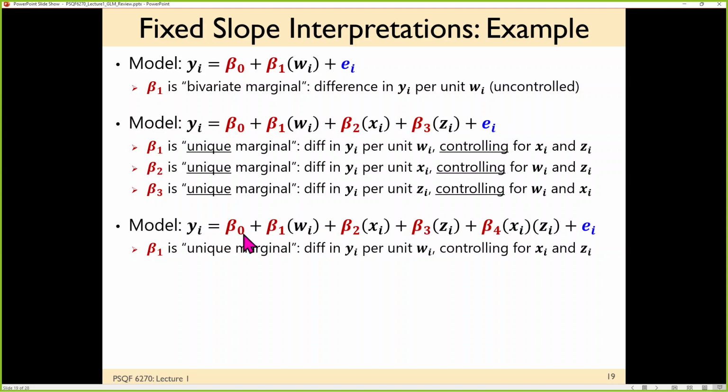Now, is the answer for what beta 0 is going to be necessarily the same? No, because this is a different model. This is a different prediction mechanism. So beta 0 may change in value, but it has the same interpretation. Likewise, beta 1 may change in value, but it has the same interpretation. It still is after controlling for X and Z, but beta 1 is the slope for W for everyone.